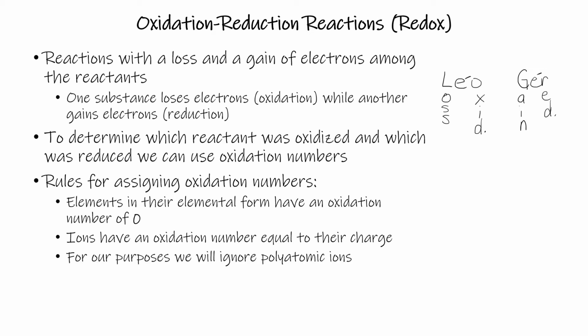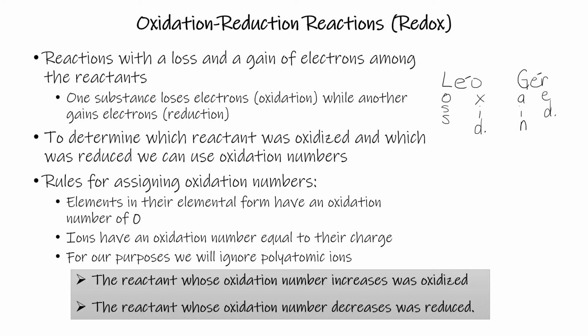For the purposes of this class, we're going to ignore polyatomic ions. They are going to be spectator ions in these oxidation reduction reactions that we will see. And so that means that you're going to see a polyatomic ion intact on both sides as a reactant and a product, and they are not taking part in the oxidation reduction reaction. So we'll just ignore them.